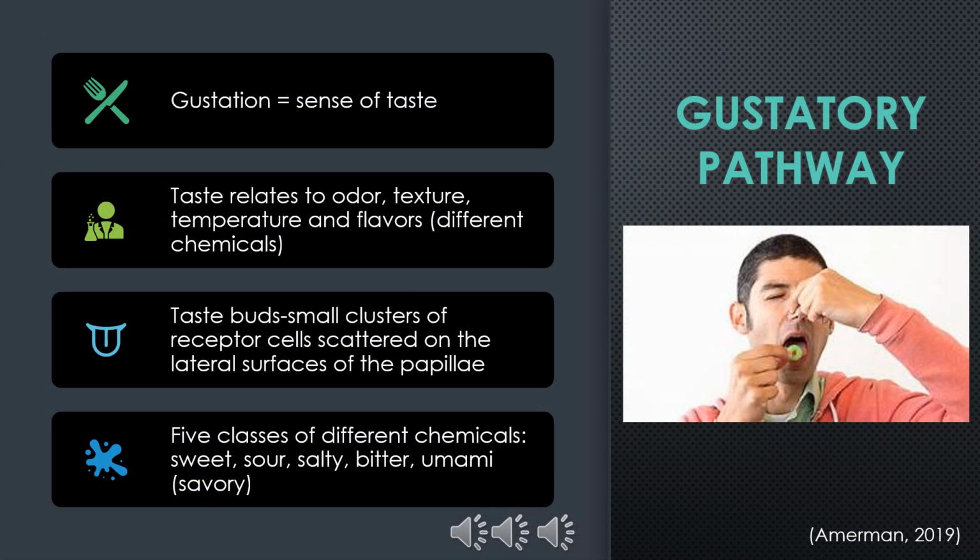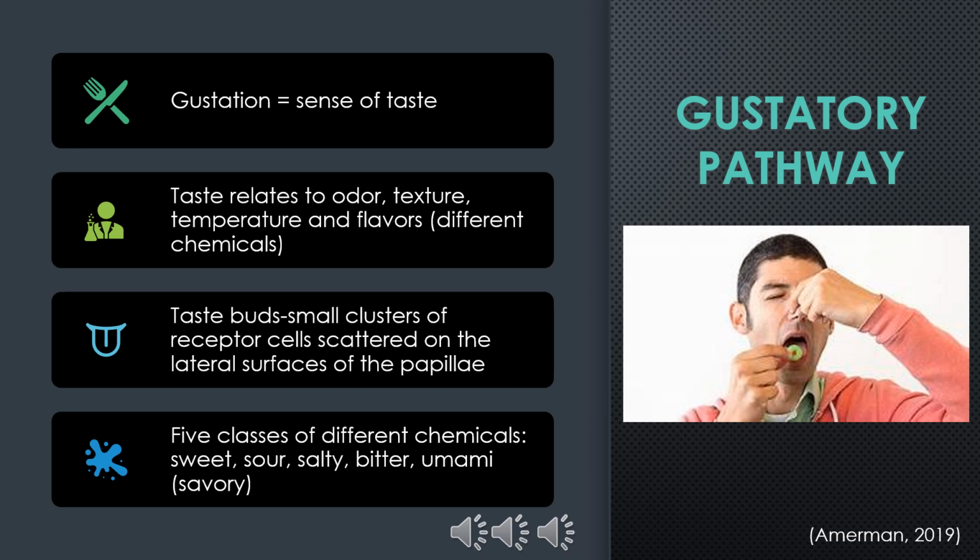Gustation is more commonly known as the sense of taste. The sense of taste is not just related to the flavor of food, but also sensations of texture and temperature and the smell of the food. Most of what humans taste is actually the odor of food as it arrives to the olfactory epithelium through the pharynx and nasal cavities. The texture and temperature of food relate to taste as well, which are detected by general sensory neurons, as some foods just taste better warm.